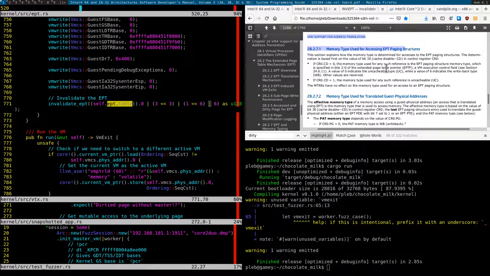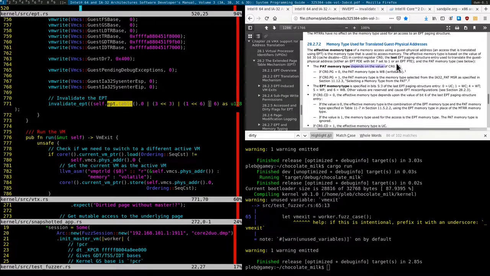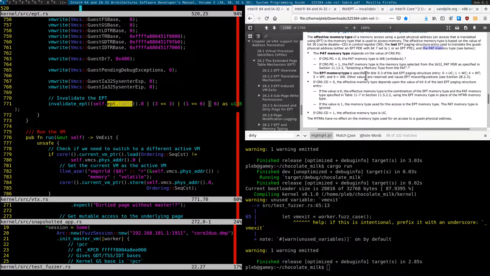For the EPT paging structures, it's these bits. Basically, the paging structures are marked uncacheable, so on the processor walk, those. Then for the guest physical addresses, it's the PATs combined with the EPT type. It's only the last level, and then it's a mix of the PAT. I'm fine with the PAT because the PAT is going to be correct on these, so we set those as write back. If paging is enabled, then it is the memory type from the PAT memory type.